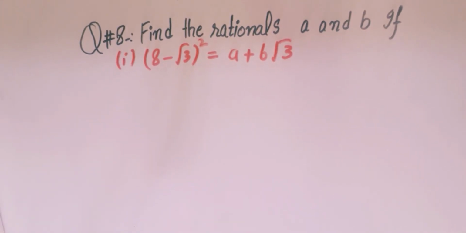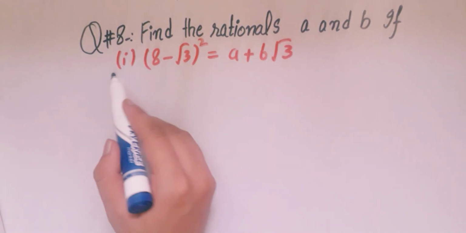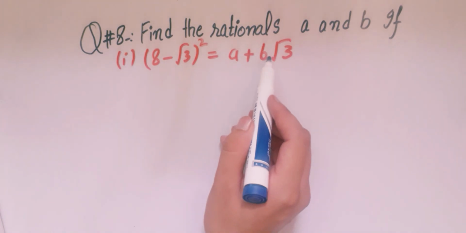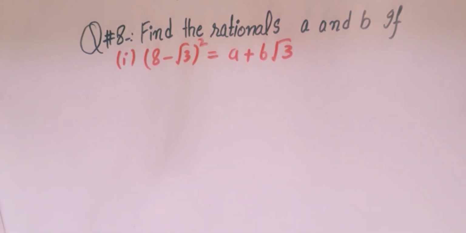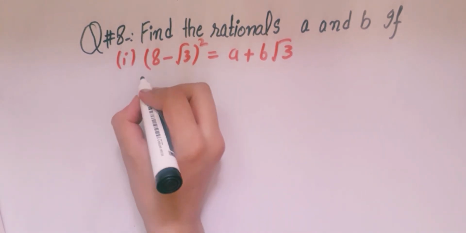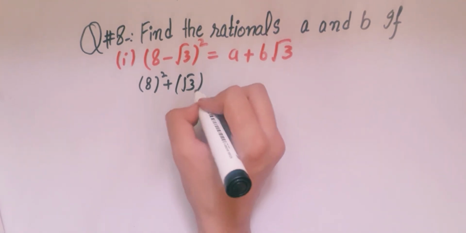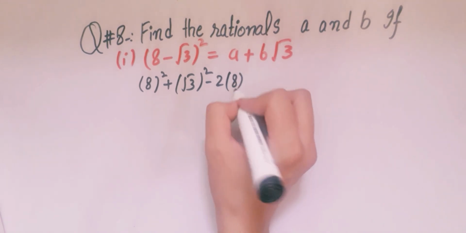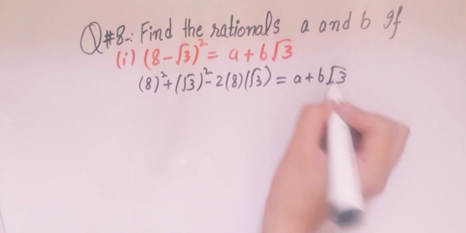Now in question number 8, find the rationals a and b. We will have to find the rational numbers a and b if, first part, 8 minus square root of 3 whole square is equal to a plus b square root of 3. We will open the square of this, where 8 square minus 2 into 8 into square root of 3 plus square root of 3 square, which is equal to a plus b square root of 3.